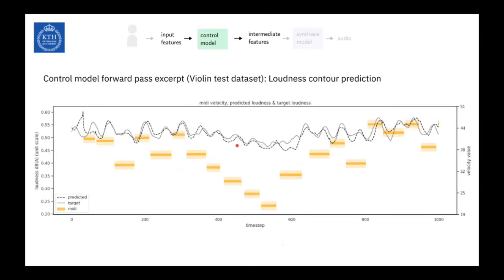Here is the same thing, but for velocity and loudness. So the orange boxes are the MIDI velocities, and the lines here are the prediction and target of the loudness. We can see that it's not as close as for the pitch, but it does okay.